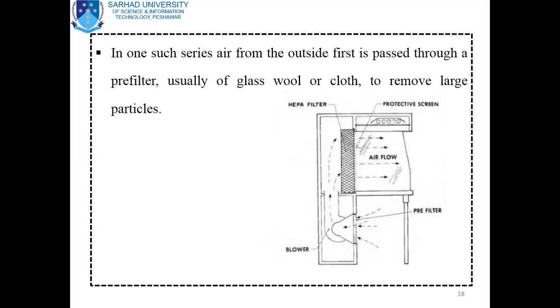And at the end, I have told you about the pre-filter, why pre-filters are installed in the pharmaceutical industry and what the basic purpose is. This diagram shows the blower, the pre-filter, the HEPA filter, the protective screen and the airflow. Remember that in the pharmaceutical industry, in the highly restricted sterile area, unidirectional airflow is recommended to avoid contamination. The pre-filter is made up of either glass wool or cloth, and its purpose is to remove large particles inside the room.